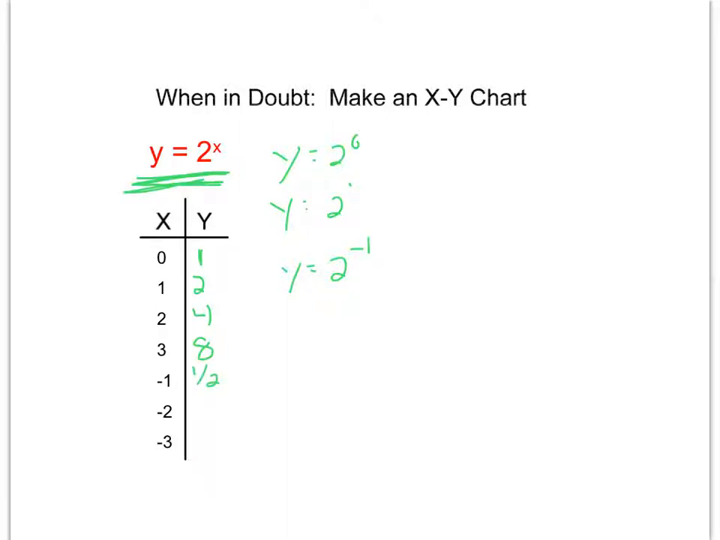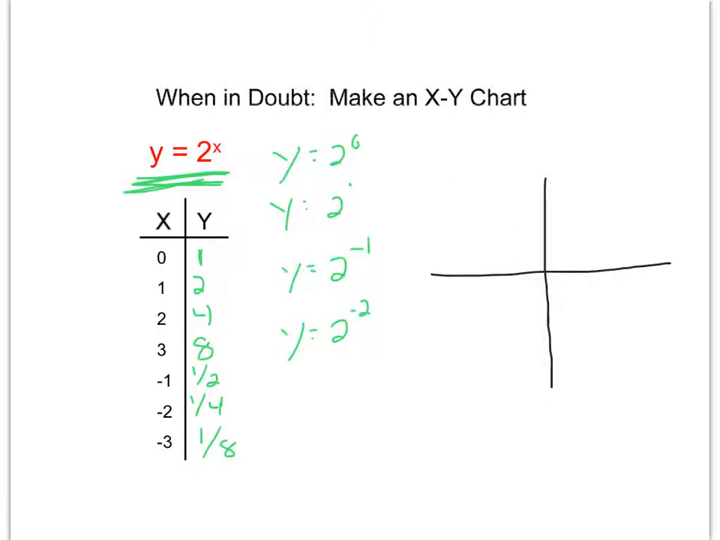y equals 2 to the negative 2 means x is negative 2, so y equals 2 to the negative 2 is 1 over 2 squared, which is 1 over 4. These are just the reciprocals of what we see above, and 2 to the negative 3 is 1 over 8. Now I'll go ahead and make a graph, our third way to describe a function is to picture the graph. I'm going to plot my points. I'll do that in blue.